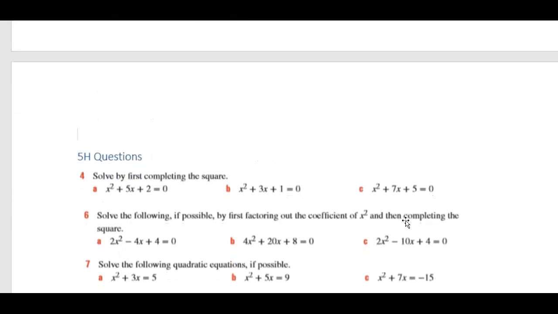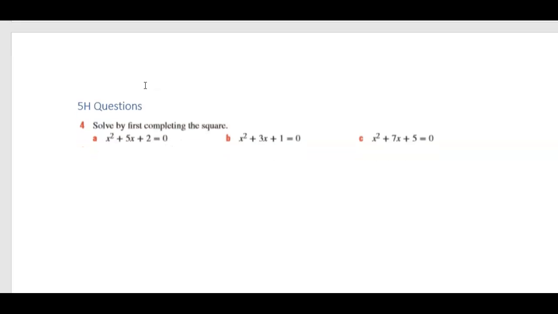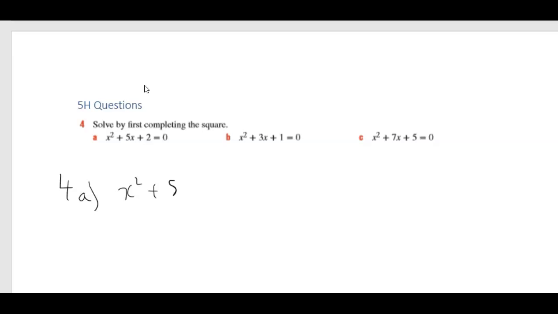All right, moving along. Now, 5h is completing the square. When we did this, first of all, some of you were saying, what is the point of completing the square? Completing the square will get your parabola into what we call turning point form. So what I might do is complete the square with 4a, and then I'll explain what I mean by turning point form. Okay, so we've got x squared plus 5x plus 2 is equal to 0.